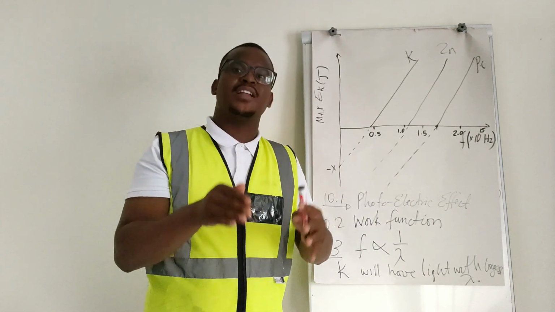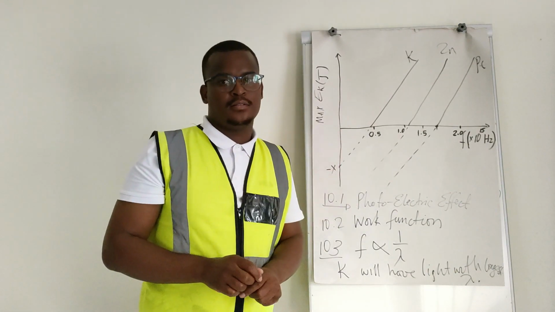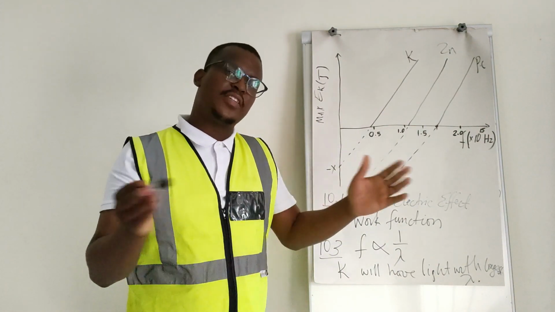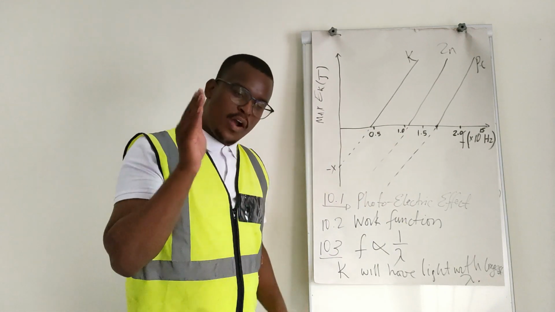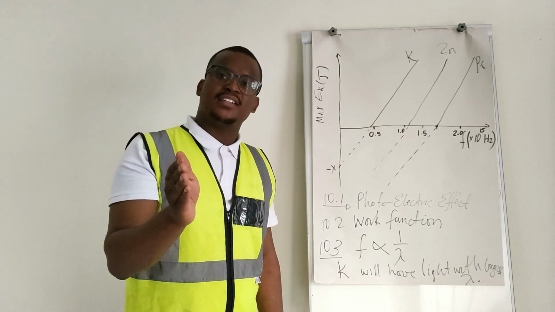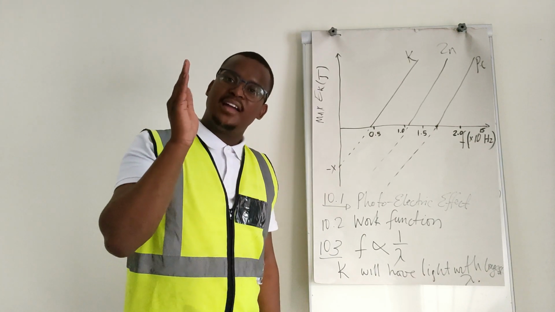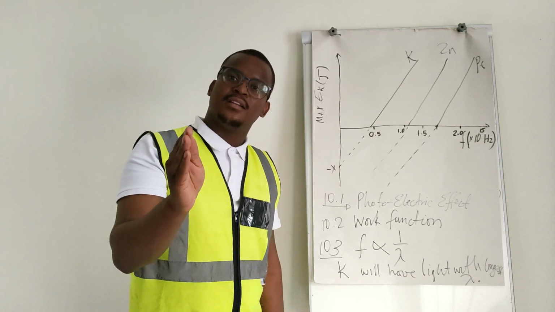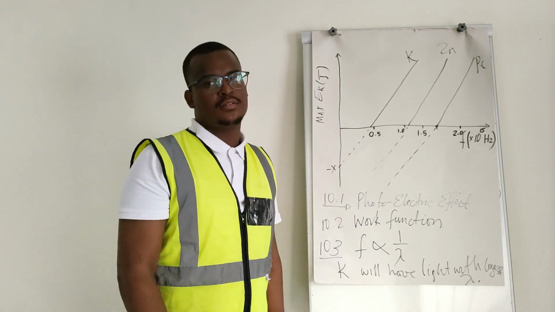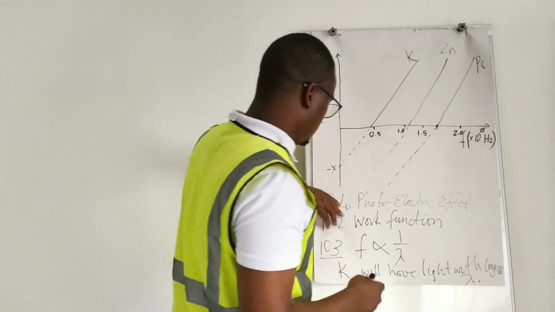It depends on a metal. It is defined by a metal. As I said, these metals have different work functions. All of them have different work functions. So work function is the minimum energy required by a metal from an incident light for electrons to be emitted from a metal surface. I'll write it down, 10.4.